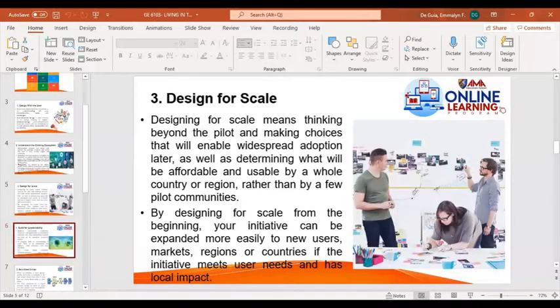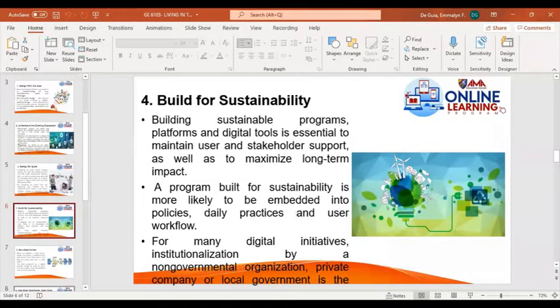Next is build for sustainability. Of course, our target when we want to implement digital technology is to have a long-term impact on our users, right? We need to plan for sustainability. So that's why we need to collaborate with non-governmental organizations or NGOs, private companies, or local government because they would help us to maintain this and to have a long-term project.